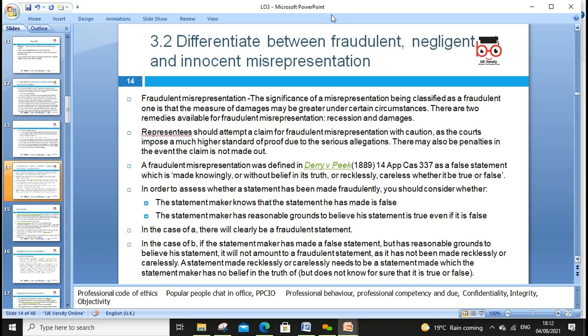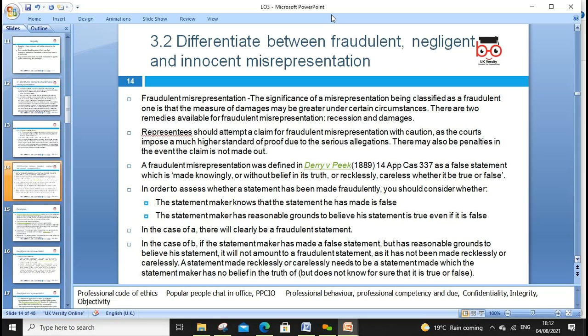A representee should attempt to claim fraudulent misrepresentation with caution, as the court imposes the highest standard of proof due to the seriousness of the allegation. There may also be penalties in the event that the claim is not made out.